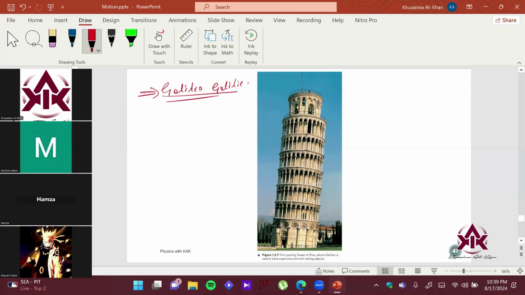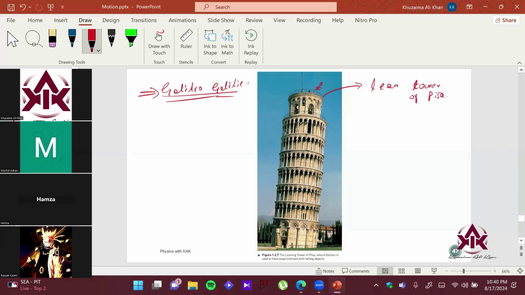So this is the Leaning Tower of Pisa, right? It's pretty famous, it's still standing like this. It's the Leaning Tower of Pisa. So what happened was, Galileo Galilei went up.